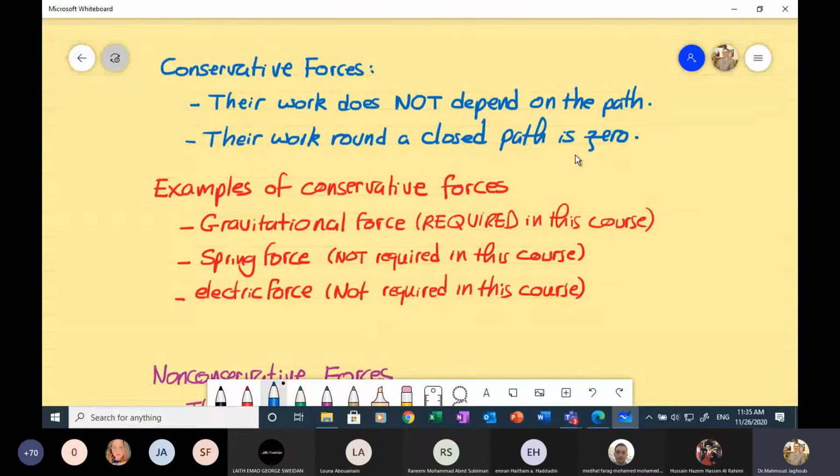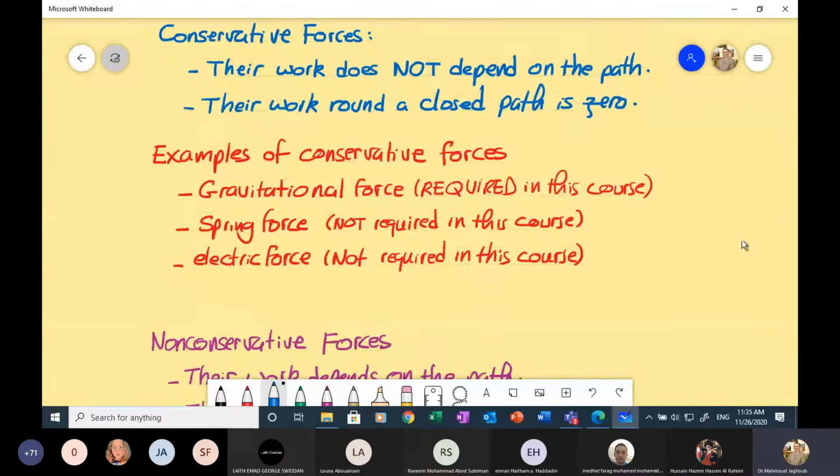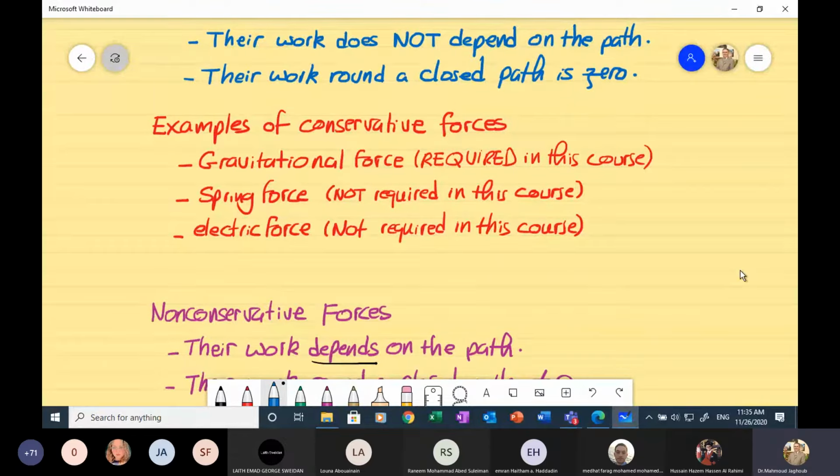And if you remember, I proved both properties. ثنتين أنا أثبتهم في last lecture 2. طيب, what are examples of conservative forces? Gravitational force is a conservative force. يعني قوة الجاذبية الأرضية اللي هي basically وزن الجسم هي قوة محافظة, and it is required in this course. It is included in your syllabus.